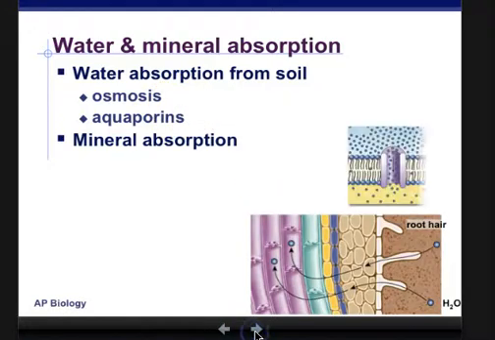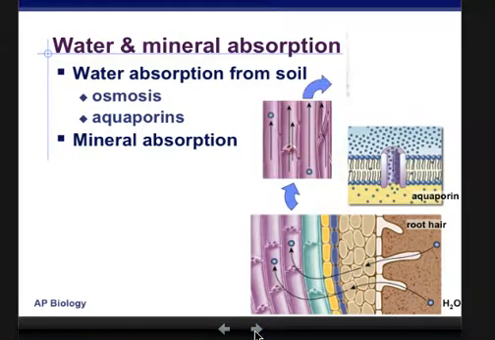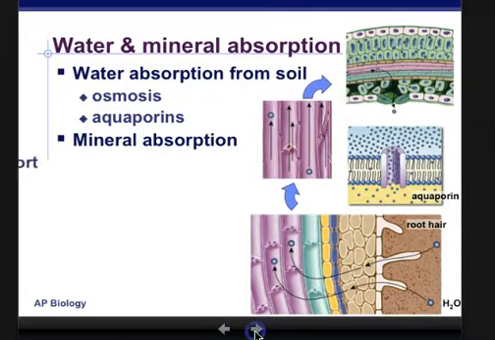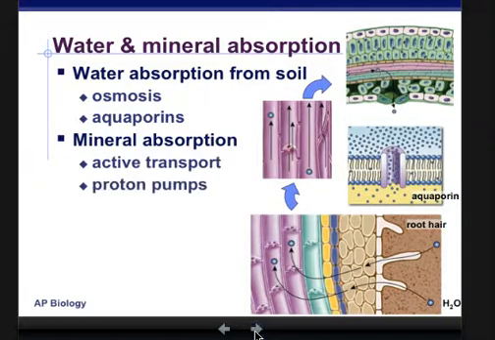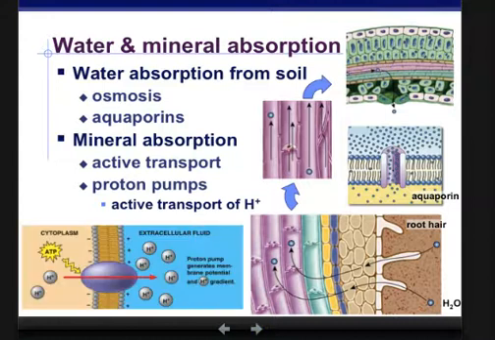All right, good. There's the picture. So let me get it all out here, and then it's a little easier to talk about. Osmosis is passive transport, so water can enter cells with passive transport. Minerals, however, have to enter with active transport using proton pumps, the active transport of protons.